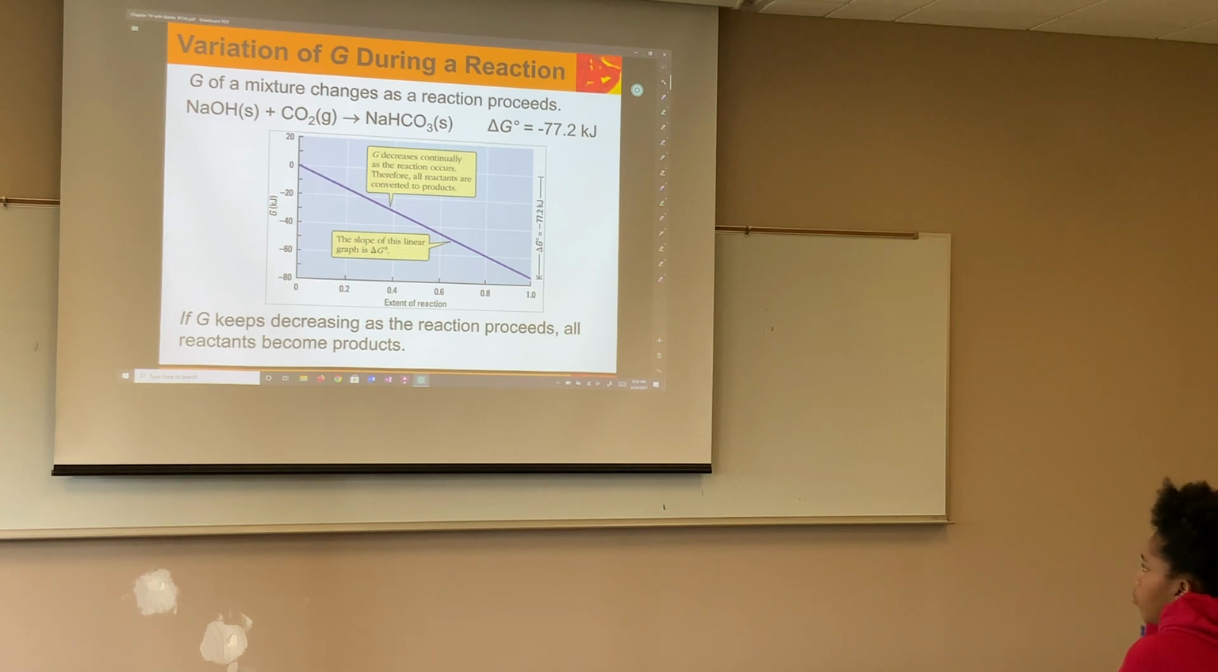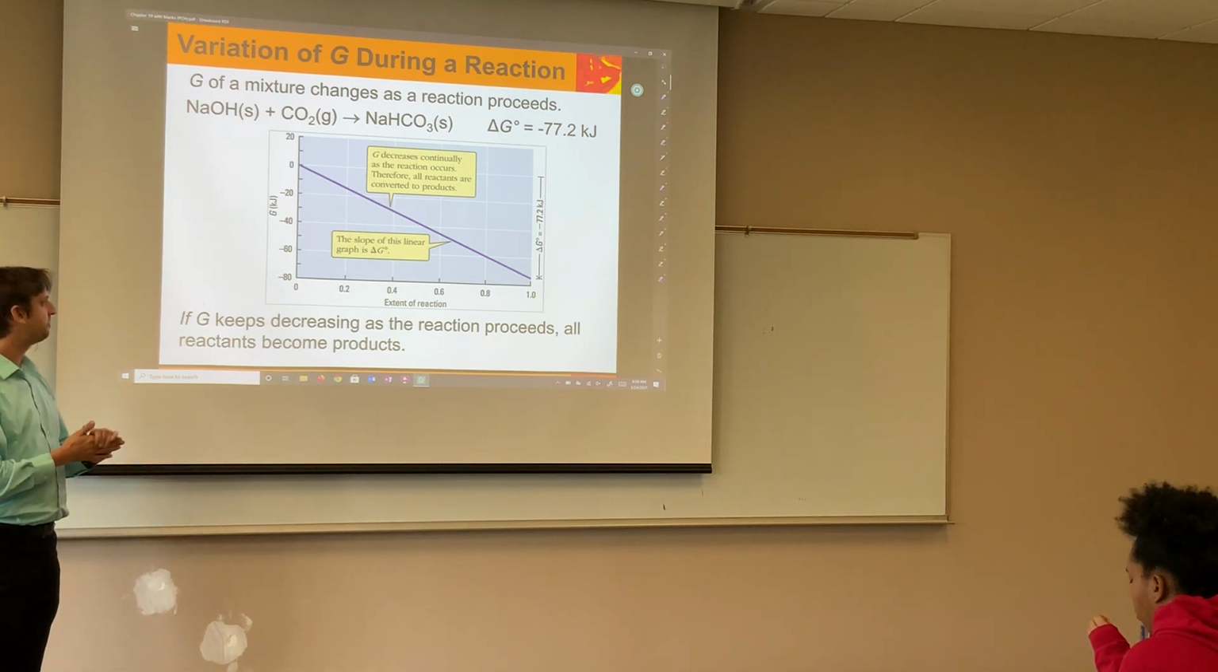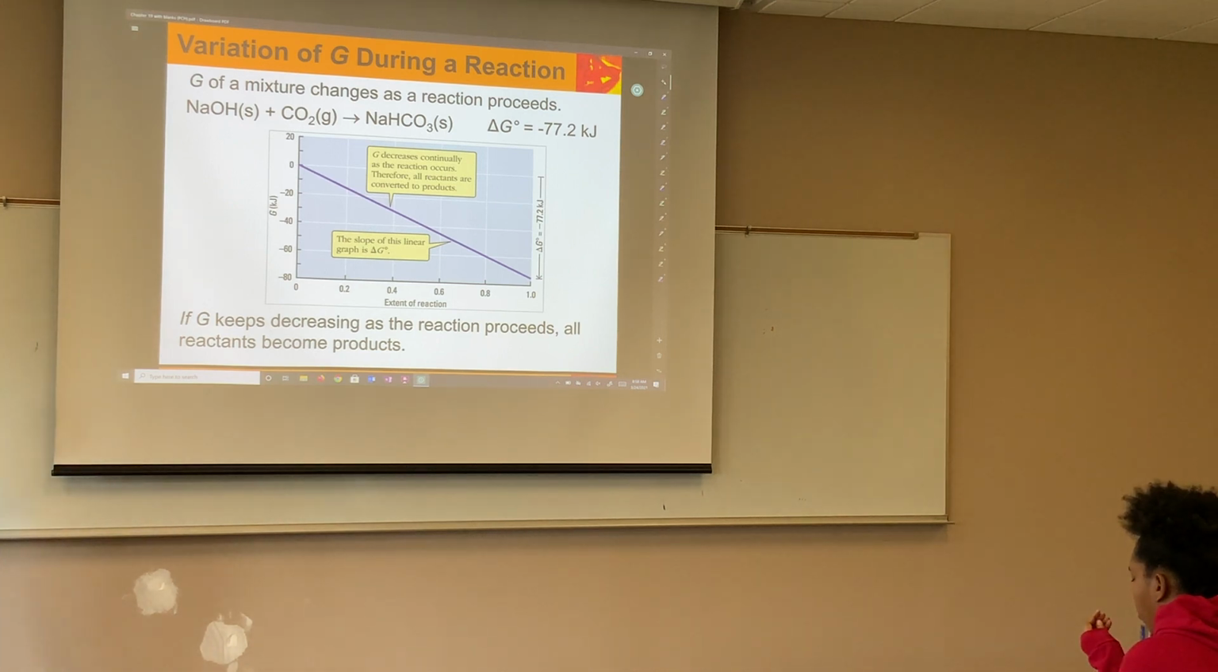So Gibbs free energy decreases continually as a reaction occurs, okay? Which makes sense if you're thinking about it. Because we have to remember for this reaction to happen, we have to have these two things come together. They're going to form some kind of equilibrium, but we're eventually going to be consuming one side versus the other. So G gradually decreases is the important thought that comes out of this slide.